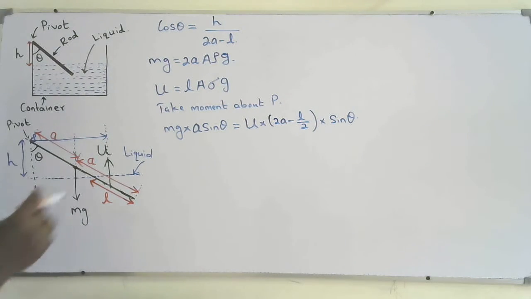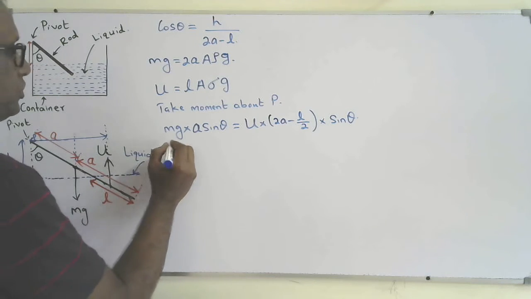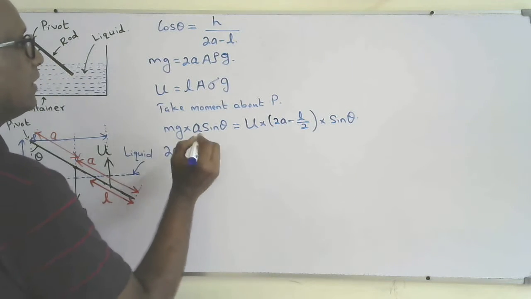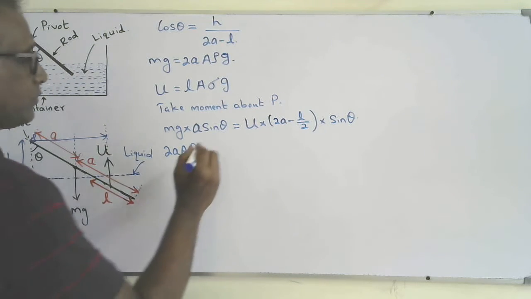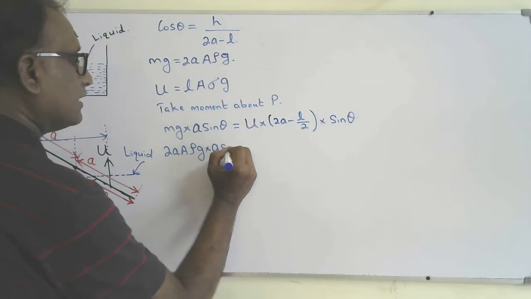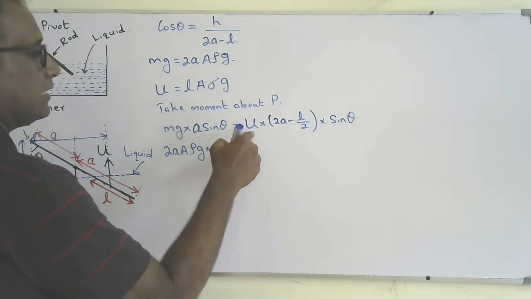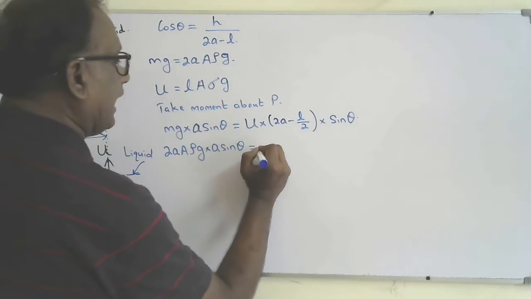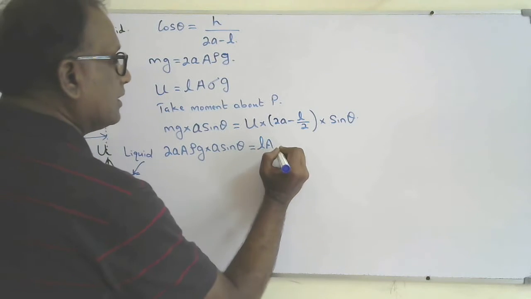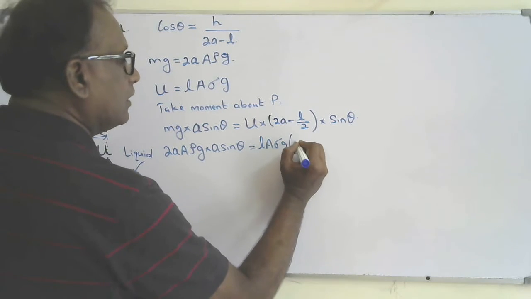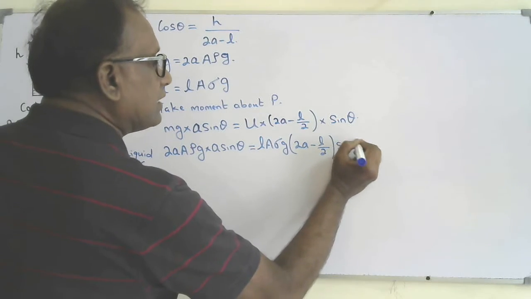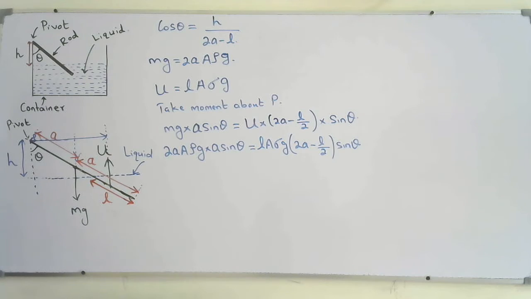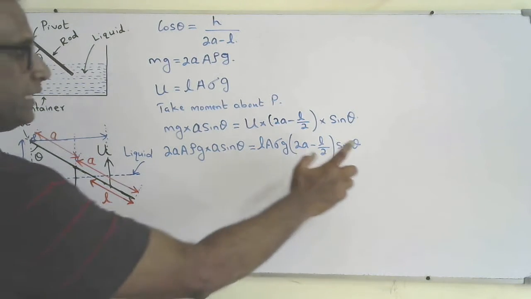Okay, we'll substitute the values. For mg, I can substitute 2a rho g times a sine theta, equal to the upthrust. I can substitute L a sigma g times (2a minus L by 2) sine theta. You can see that. Sine theta will get cancelled.